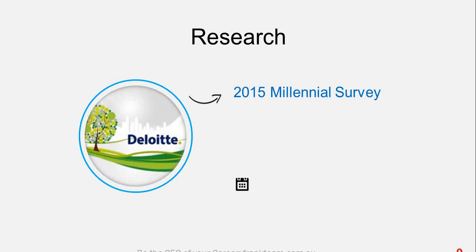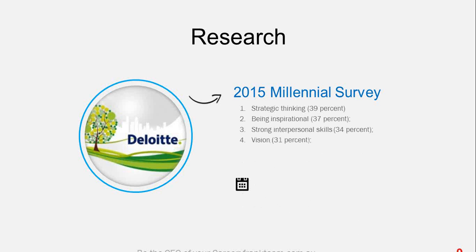So the 2015 Deloitte study, which surveyed over 7,800 millennials, found that when millennials are broadly looking at organizations or looking for leadership, there are 5 key things that they're always keeping an eye out for. And the 5 are really strategic thinking, being inspirational, strong interpersonal skills, vision, and passion and enthusiasm.